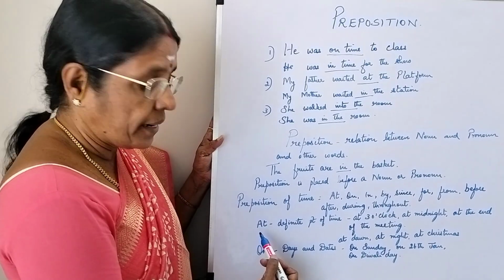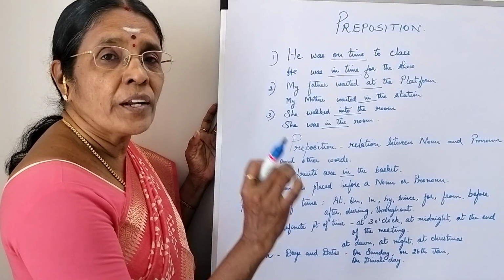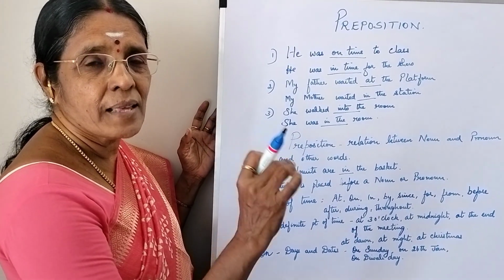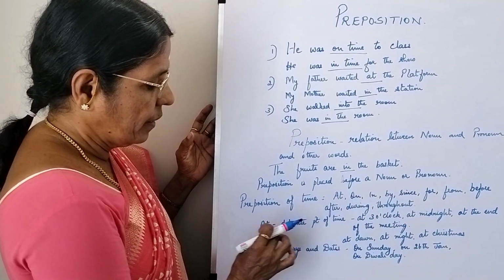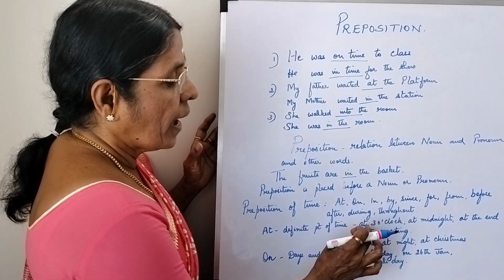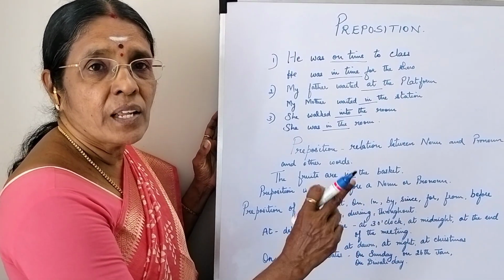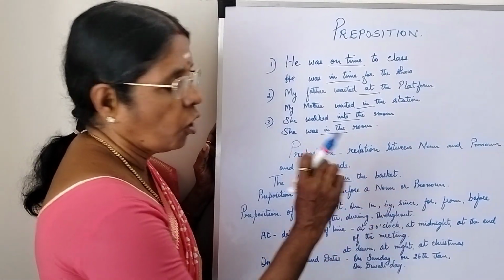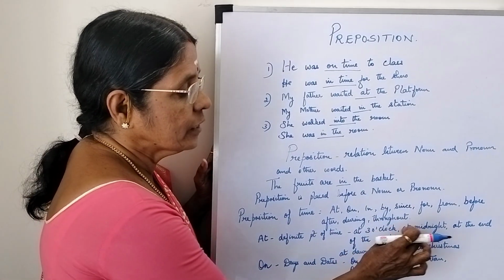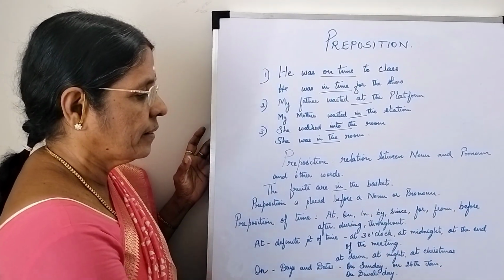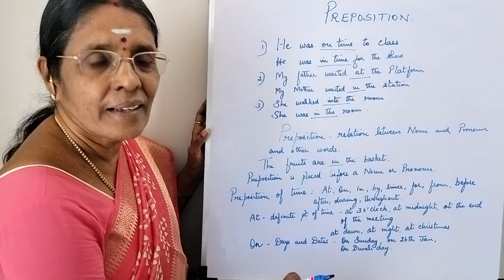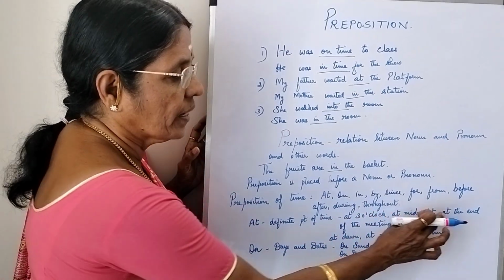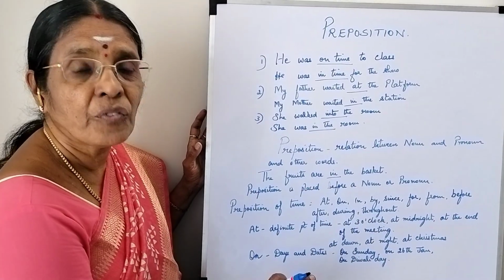When do we use at? At a definite point of time, to indicate something that is happening at a definite point of time, we use the preposition at. At 3 o'clock. The evening bell goes at 3 o'clock. The church bell rings at midnight. He said he'll meet me at the end of the meeting. So, specific, a very definite point of time.